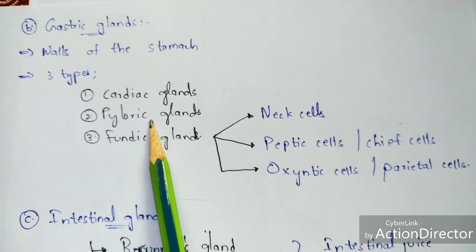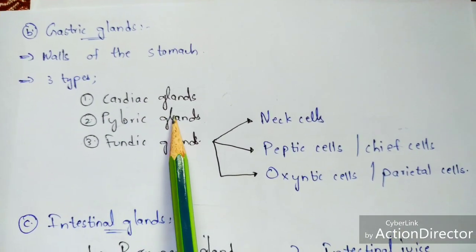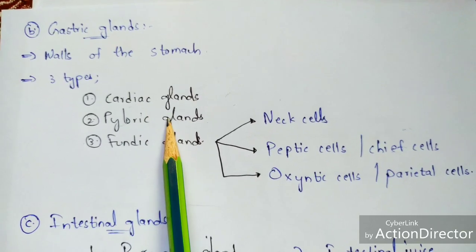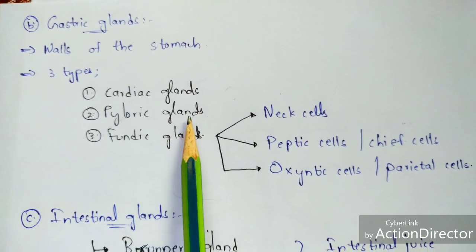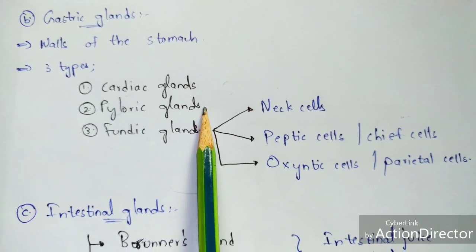And next, coming to the pyloric glands, these also secrete mucus, as well as the hormone known as gastrin. Normally the gastrin hormone helps in the regulation of the gastric juices.